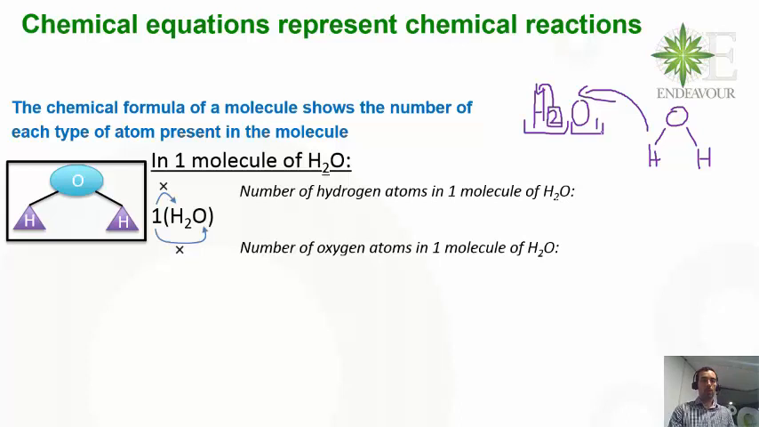So to work out how many of each type of atom we have in the number of molecules present, basically we times each atom type by the number of molecules. So in the case that we saw in here, we've got 1 water molecule. So that means we would times the number of each.